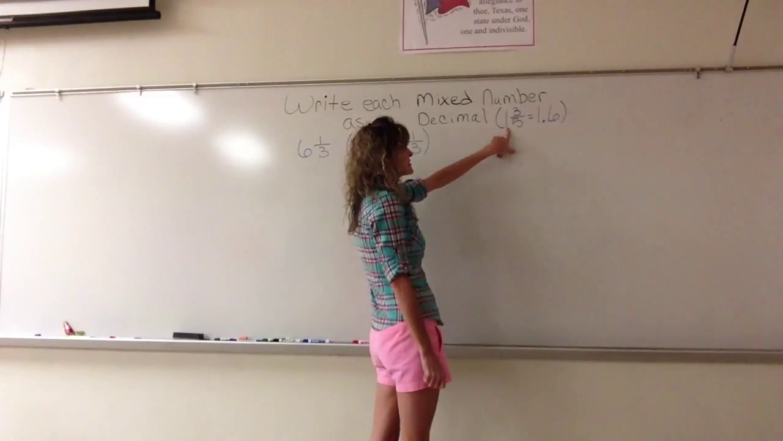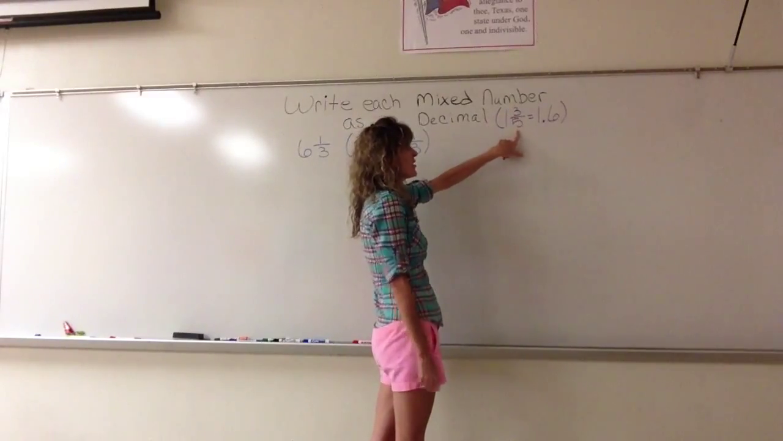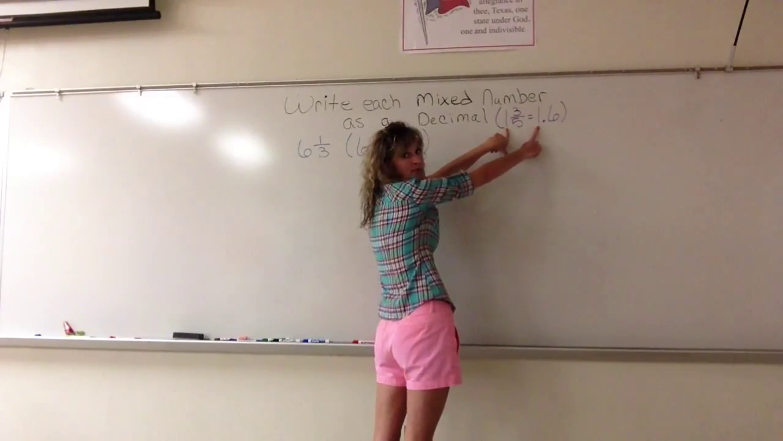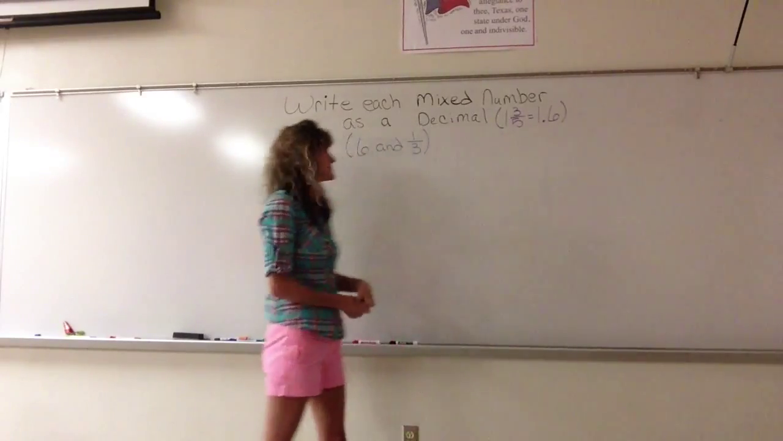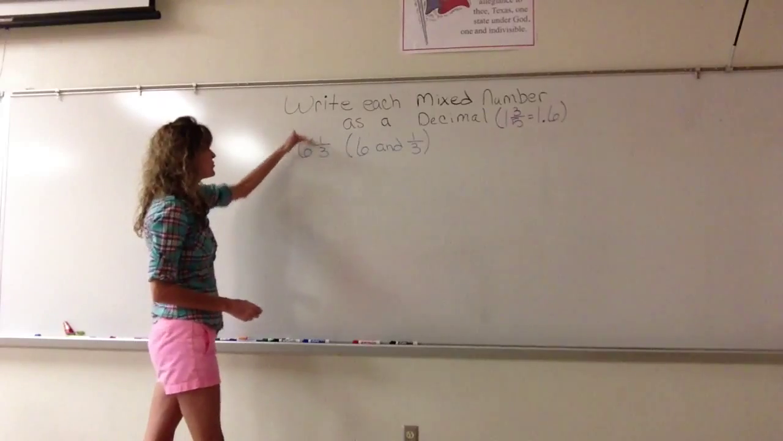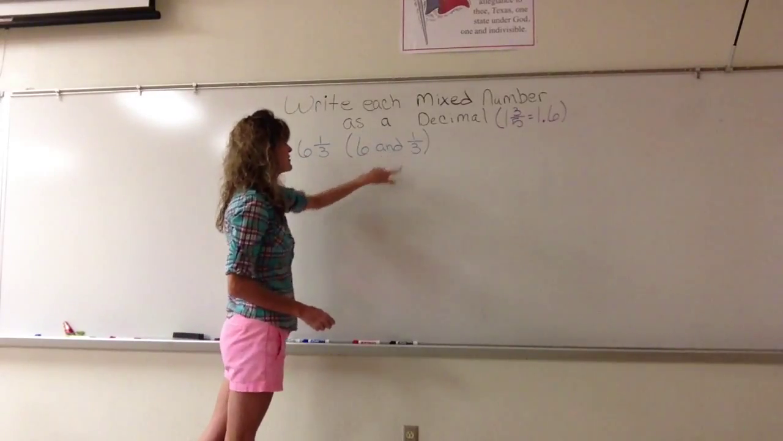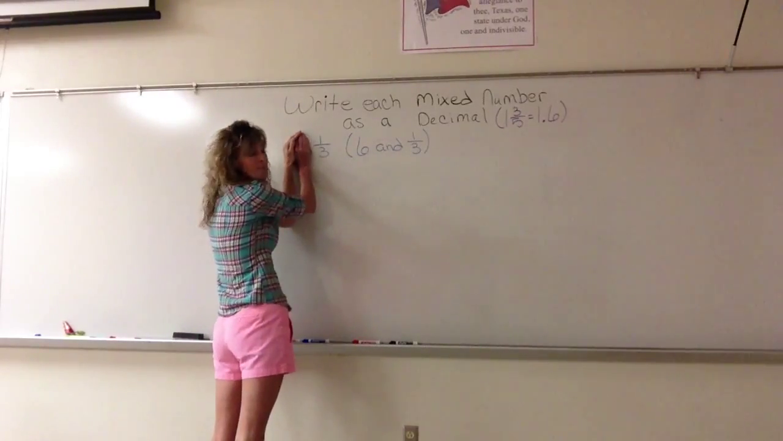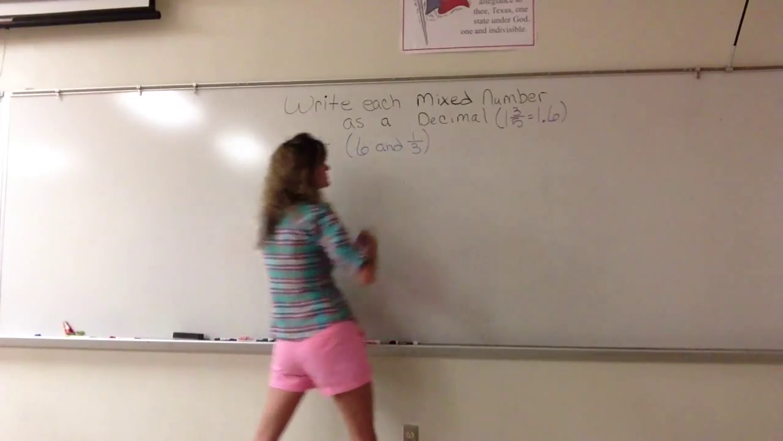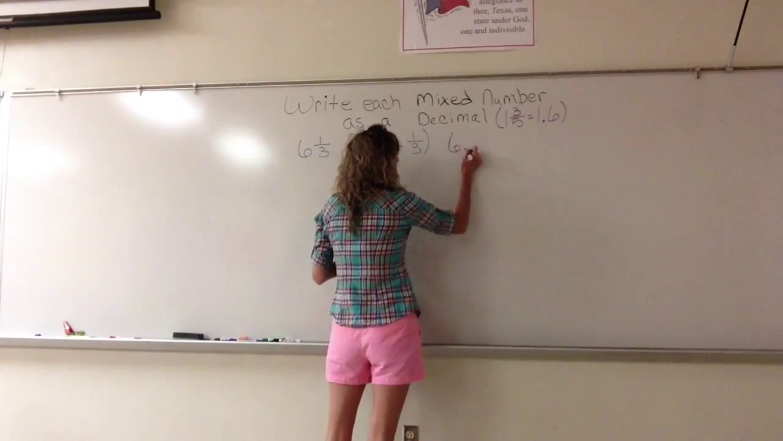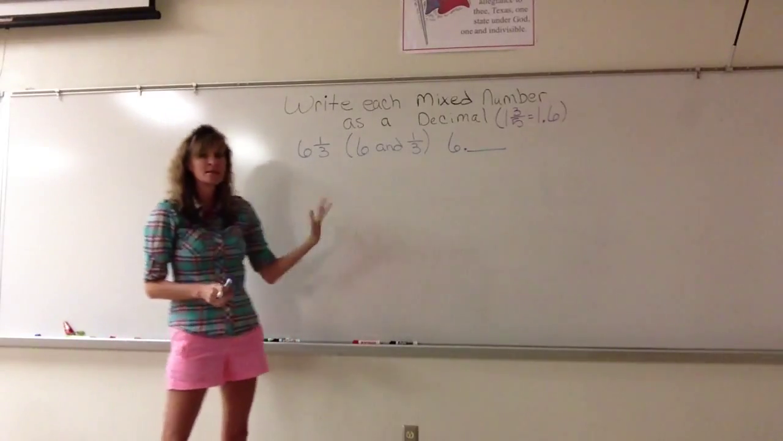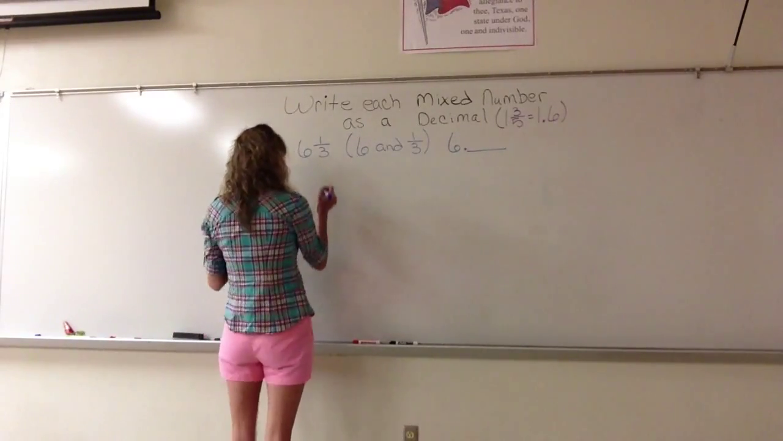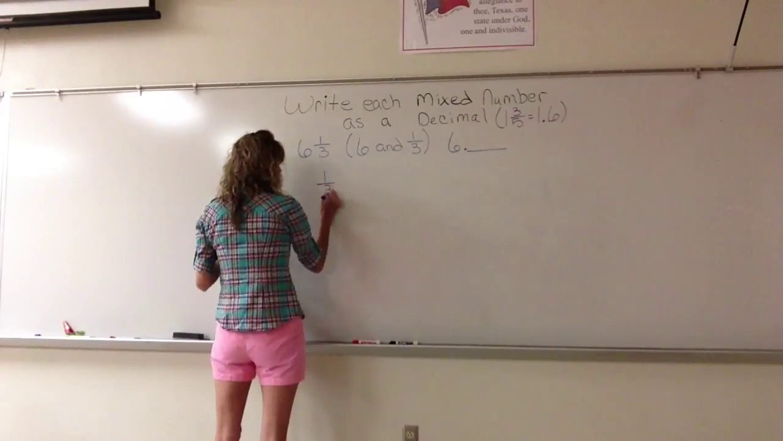Okay, now let's see how to write a mixed number as a decimal. Remember, a mixed number has a whole number and fraction part. The whole number is what comes before the decimal. The fraction part is what comes behind the decimal. So let's look at 6 and 1/3. 6 is in front of the decimal. So I know this is going to be 6 point something, whatever that 1/3 turns out to be in decimal form.